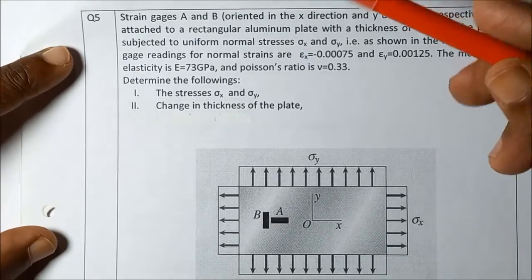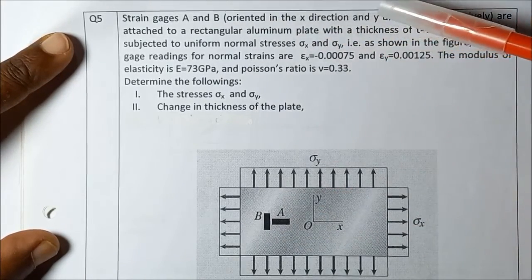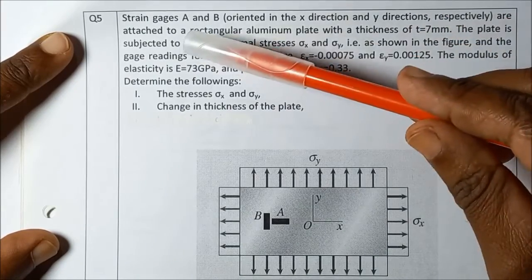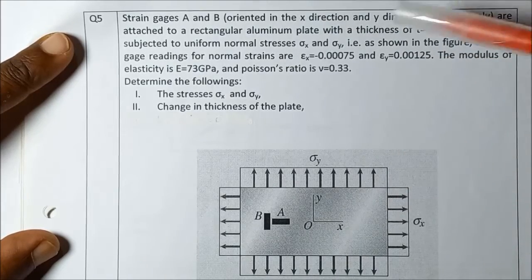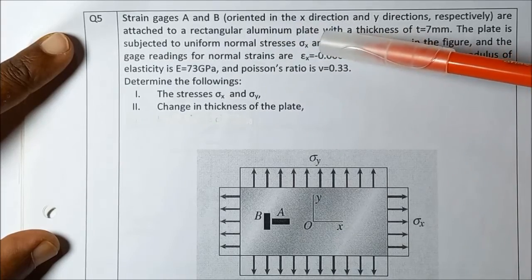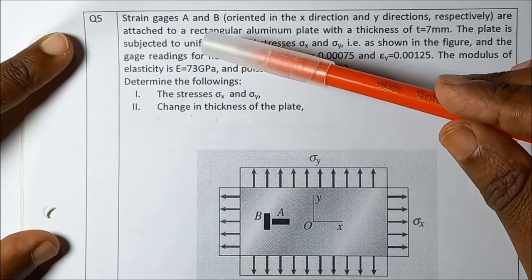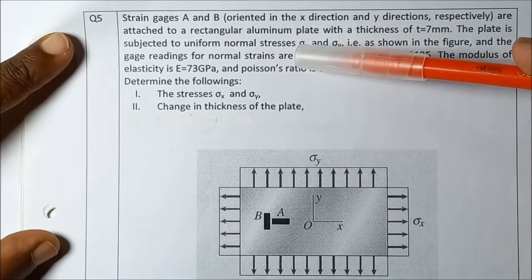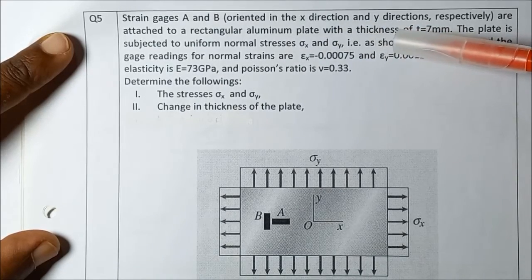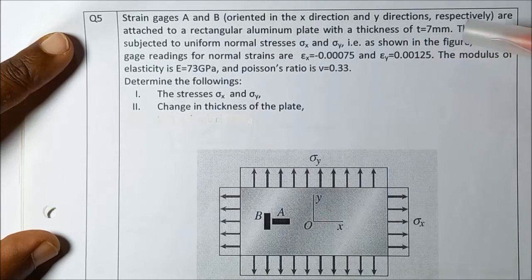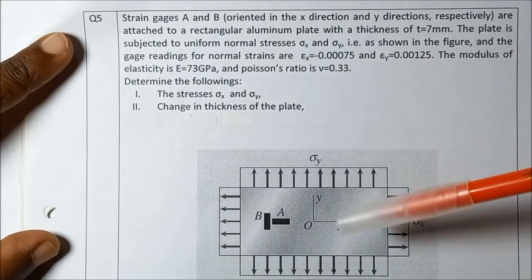In this problem, strain gauges A and B, here you can see the strain gauge A and B, oriented in x direction and y direction respectively, are attached to the rectangular aluminum plate with the thickness of the plate given as 7 mm. The plate is subjected to uniform normal stress sigma x and sigma y, as shown in the figure, and the gauge reading for normal strain in x direction is equal to minus 0.0075 and strain in y direction is equal to 0.00125. The modulus of elasticity of the material is also given as 73 gigapascal, and the Poisson ratio of this material is given as 0.33.